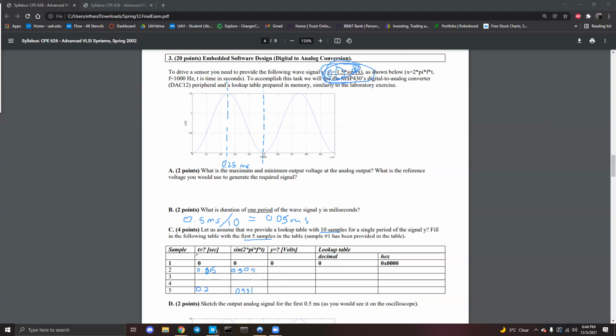Whatever the Y was given as, you just plug in the data. The only thing that varies is T, right? So you just plug in the T, calculate everything else, including your Y, and then you have to convert it. The math for converting this is 4095 times your Y divided by your VREF, to produce your lookup table value.